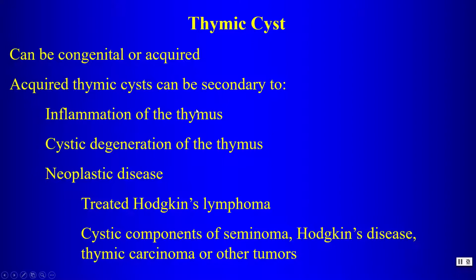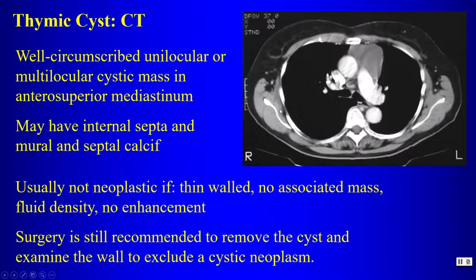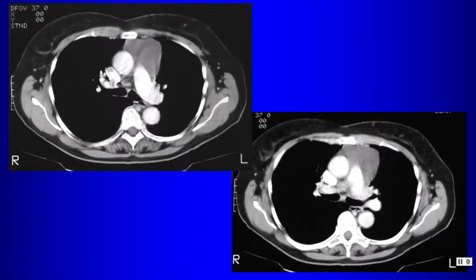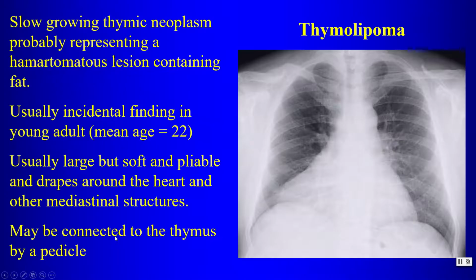Acquired thymic cysts can be secondary to inflammation, cystic degeneration of the thymus, or you can have cystic changes within neoplastic lesions, as we have seen. So for a benign thymic cyst, there should be no enhancement. It should have a very thin wall. It should not be multiloculated. You should not have significant enhancement of the wall. And usually these are fluid in attenuation, although some articles will recommend surgery, even still, to make sure that it is a benign lesion. So usually benign thymic cysts: fluid attenuation, no enhancement, no thickening of the wall, usually unilocular.